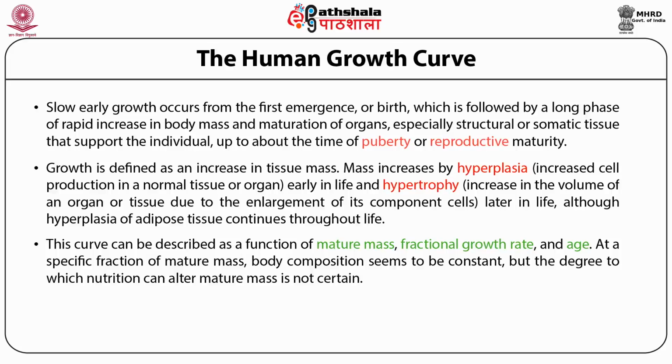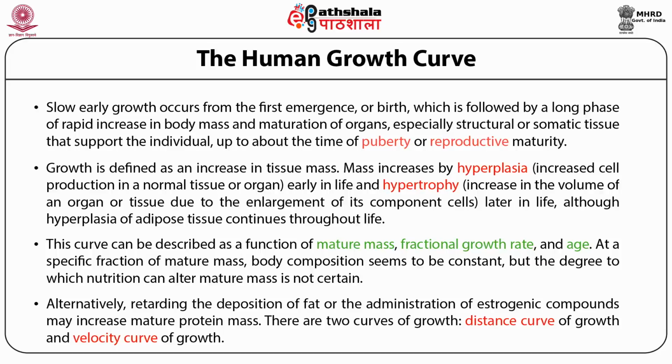At a specific fraction of mature mass, body composition seems to be constant, but the degree to which nutrition can alter mature mass is not certain. If mature mass is altered, body composition at any given mass will be altered. Mature mass can be decreased by starvation or protein deficiency early in life. Alternatively, retarding the deposition of fat or the administration of estrogenic compounds may increase mature protein mass. There are two curves of growth: the distance curve of growth and the velocity curve of growth.